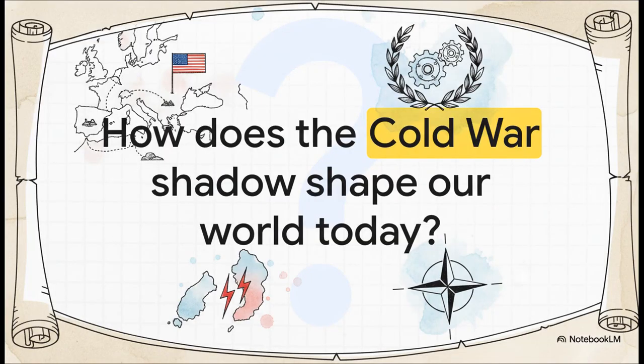As we wrap up this explainer, we really need to take a hard look at the world around us right now. From massive alliances like NATO to the UN to heavily militarized borders in Asia, the decisions made in the chaotic aftermath of World War II literally drew the map we still live on today.